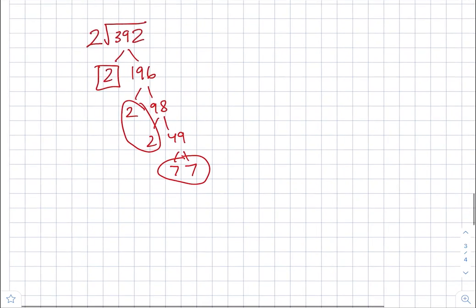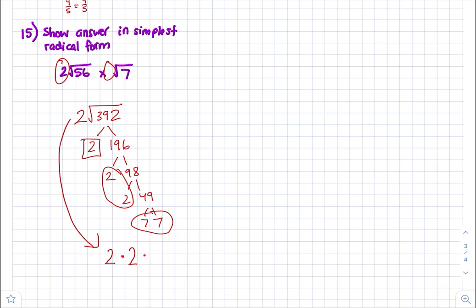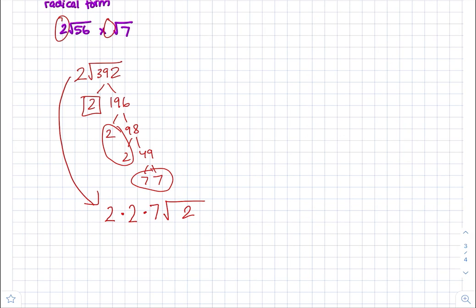So please do not forget this 2 that was originally on the outside of the square root, right? We found a pair of 2s, so we're going to put it there, and we found a pair of 7s, so we're going to put all that on the outside of the square root. The leftover was a 2. So 2 times 2 times 7, that's 28, square root of 2. And that's what your answer should be for that one.